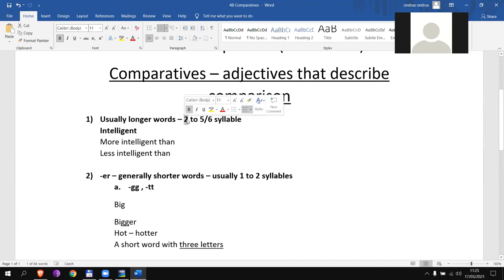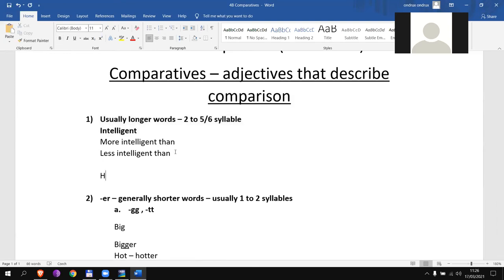But look, this is the problem here. Sometimes I have two syllables and still I need to use this way. It is because this style of adjectives is from French. And when these are from French and they are used in English, they can be short, but I still use them with more or less. Let me give you one example. Honest. Two syllables, but it's from French. And the problem is that because it's from French, I cannot say honester. So I would say more honest or less honest.